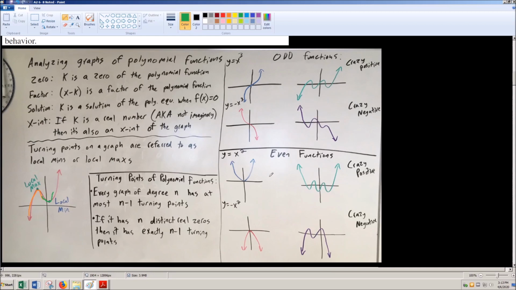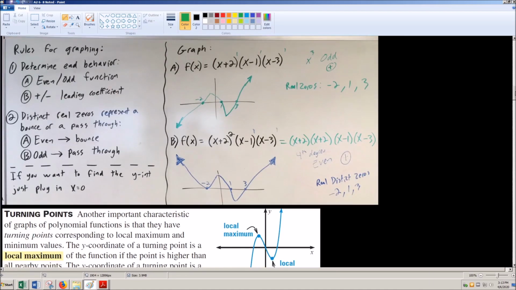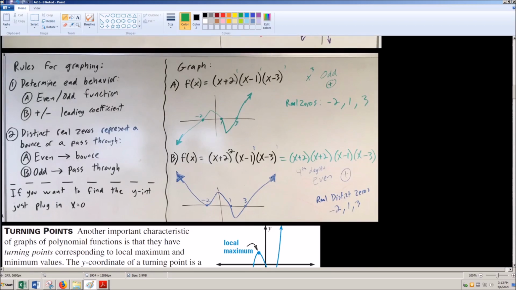Even functions, same sort of deals we've talked about before. Y equals x squared is our plain vanilla parent function. A negative sign out in front is going to have it open down in both directions. Now we're just saying, okay, make it crazy, but it's still a positive even function. And let's make it crazy, but now it's still just a negative even function. Here we have the rules laid out for us in terms of ultimate end behavior. We want to know whether it's even or odd and whether the leading coefficient is positive or negative. We're going to have distinct zeros represented, and if it's even, it's going to bounce, and if it's odd, it's going to pass through. So here we have a couple more examples.